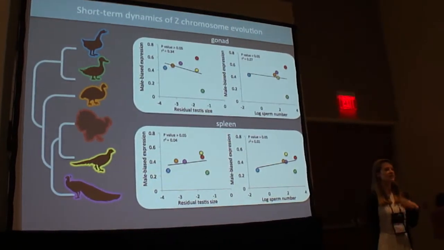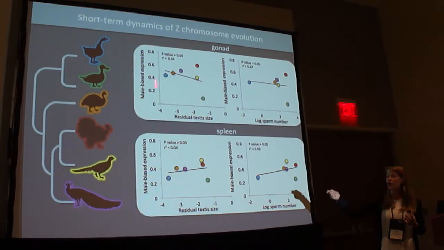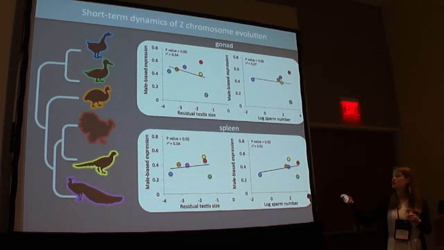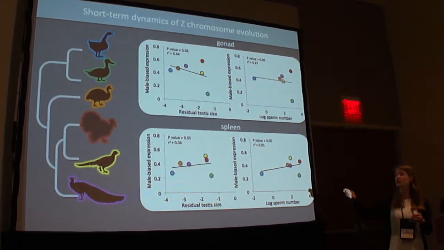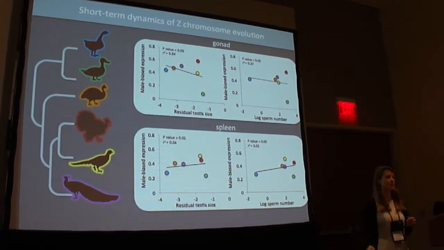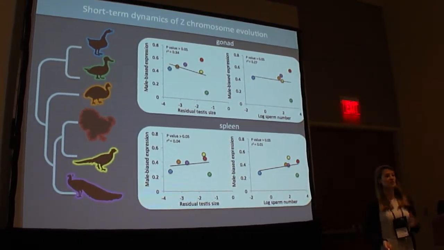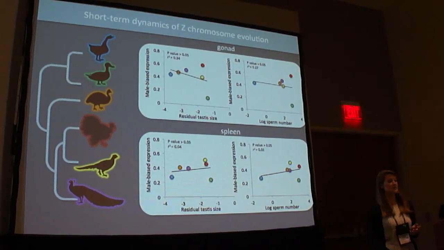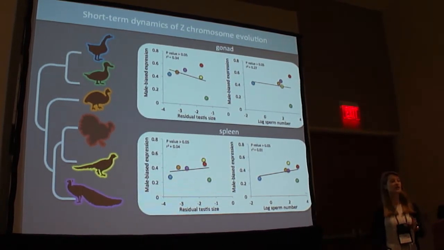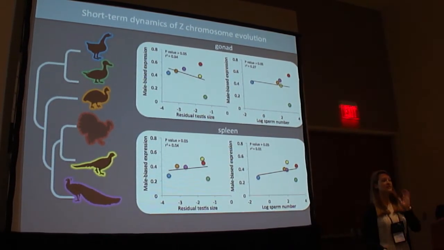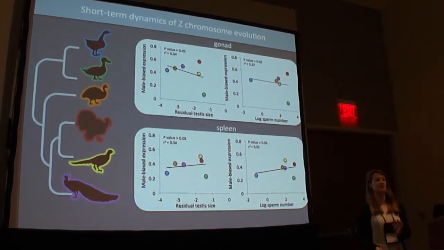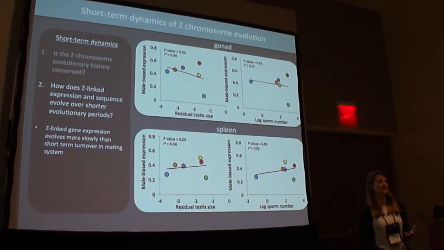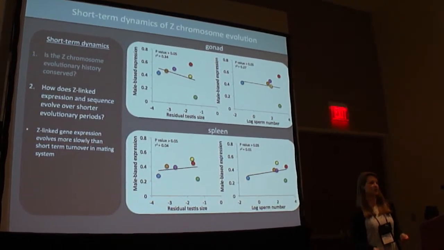So I was able to calculate average male-biased expression across the whole of the Z chromosome for each of the 6 species and plot that against 2 measures or proxies of sperm competition, residual testes size and log sperm number. And I was able to do that for both the gonad and the spleen. And you can see that for both tissues and for both proxies of sperm competition, there's no correlation, and this is after you correct for phylogeny, between Z chromosome masculinization and sperm competition. And so this isn't very consistent with the idea that short-term changes in male-specific selection are driving gene expression evolution on the Z chromosome.